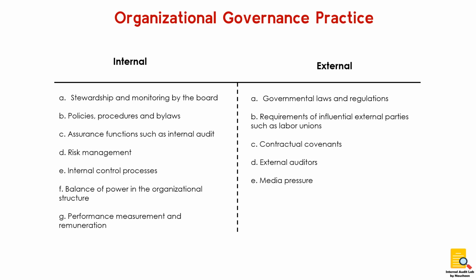Organizational governance practices or mechanisms can be either internal or external. Internal governance mechanisms are exercised by the internal parties and they include stewardship and monitoring by the board, policies, procedures and bylaws, assurance functions such as internal audit, risk management, internal control processes, balance of power in the organizational structure, performance measurement and remuneration. External governance mechanisms are exercised by external parties and include governmental laws and regulations, requirements of influential external parties such as labor unions, contractual covenants, external auditors, media pressure, and so on.